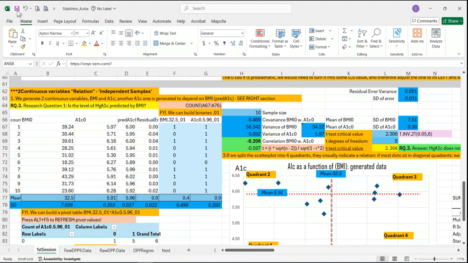So in here, we are going to use two different variables. It's a sample of 10 people, and they have values for BMI and for this A1C, which is hemoglobin A1C, a measure of blood glucose.